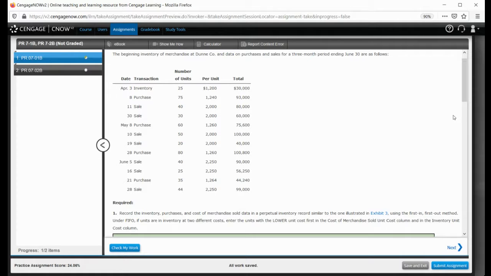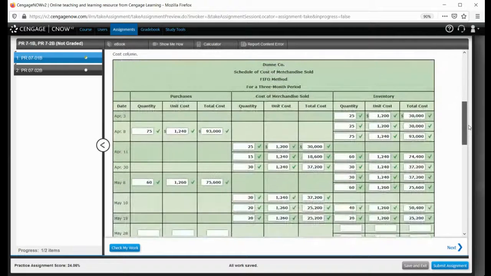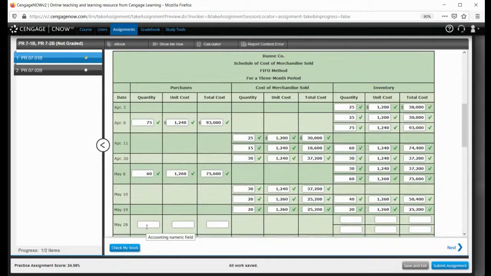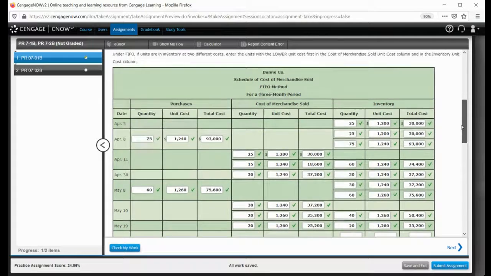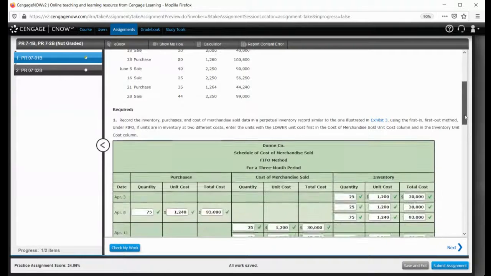In your cost card, we have to keep up with the amount of merchandise that we have on hand at all times. So again, on May the 28th, because this was a purchase, we need to record our quantity in the purchases column. The quantity that we bought was 80 units.